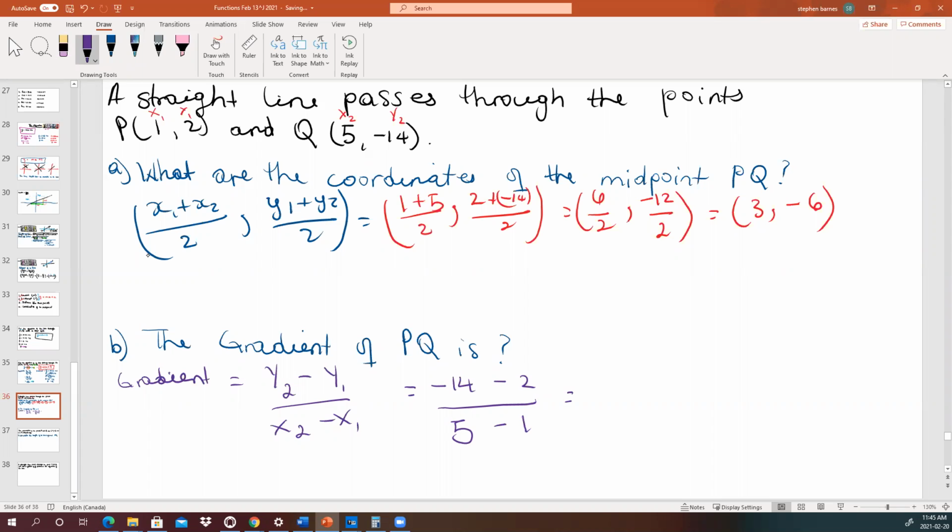Negative 14 minus 2 gives you negative 16 over 5 minus 1 is 4. And this can be canceled. 4 into negative 16 is going to go 4 times negative 4. So that is the gradient of the line that passes through PQ. Any questions? Good.